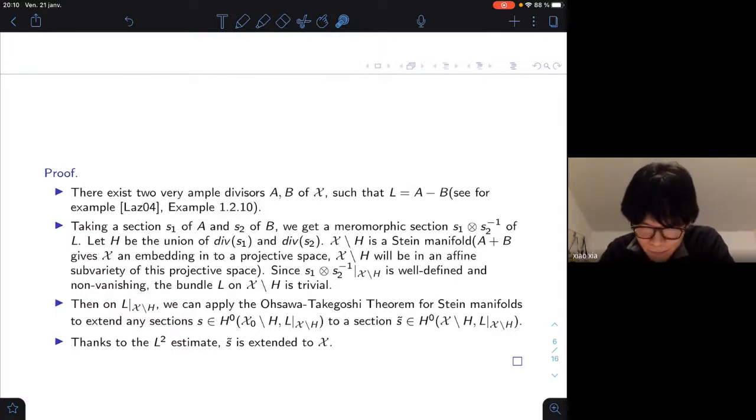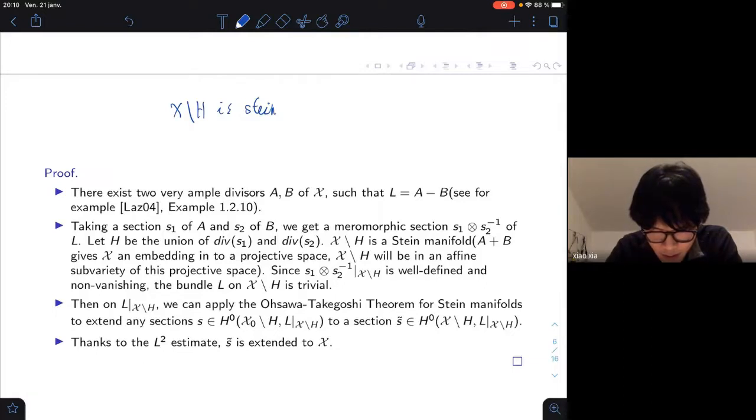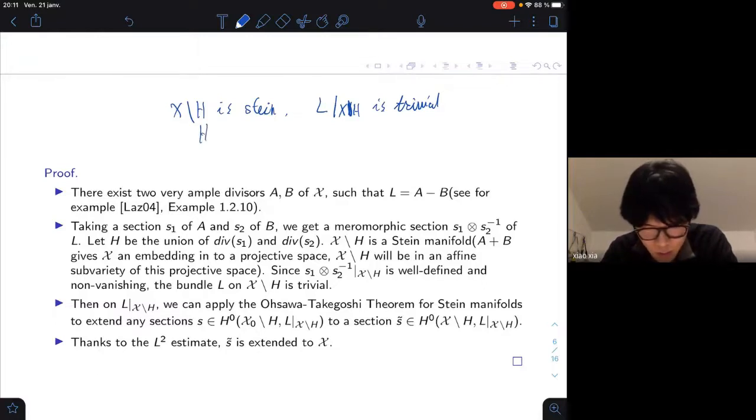Okay, the idea is I construct a divisor H on the manifold X, and I cancel it with this divisor to reduce it to a Stein manifold. And moreover, the restriction of the line bundle to X minus H is trivial. Right. So to construct this H, I will need to use the projectivity.